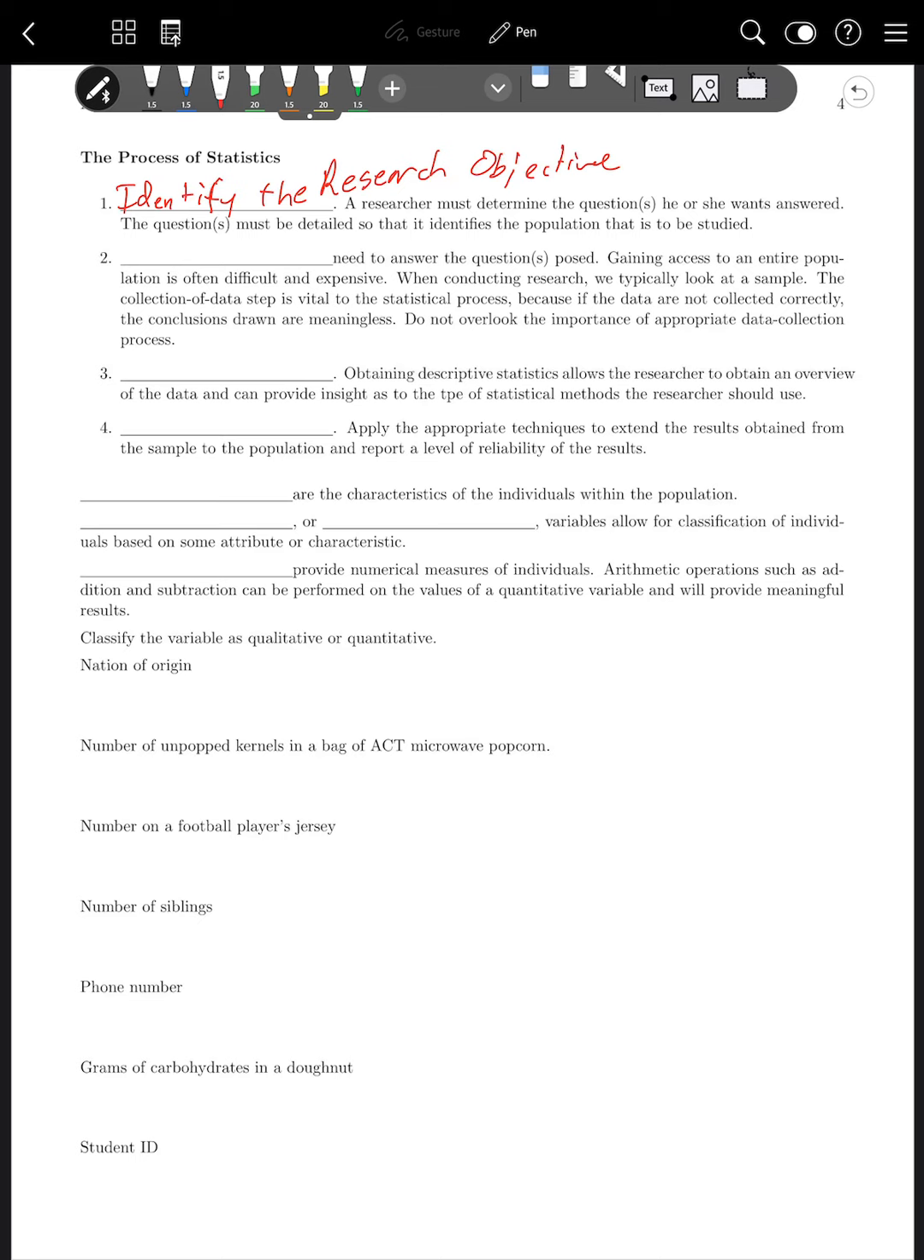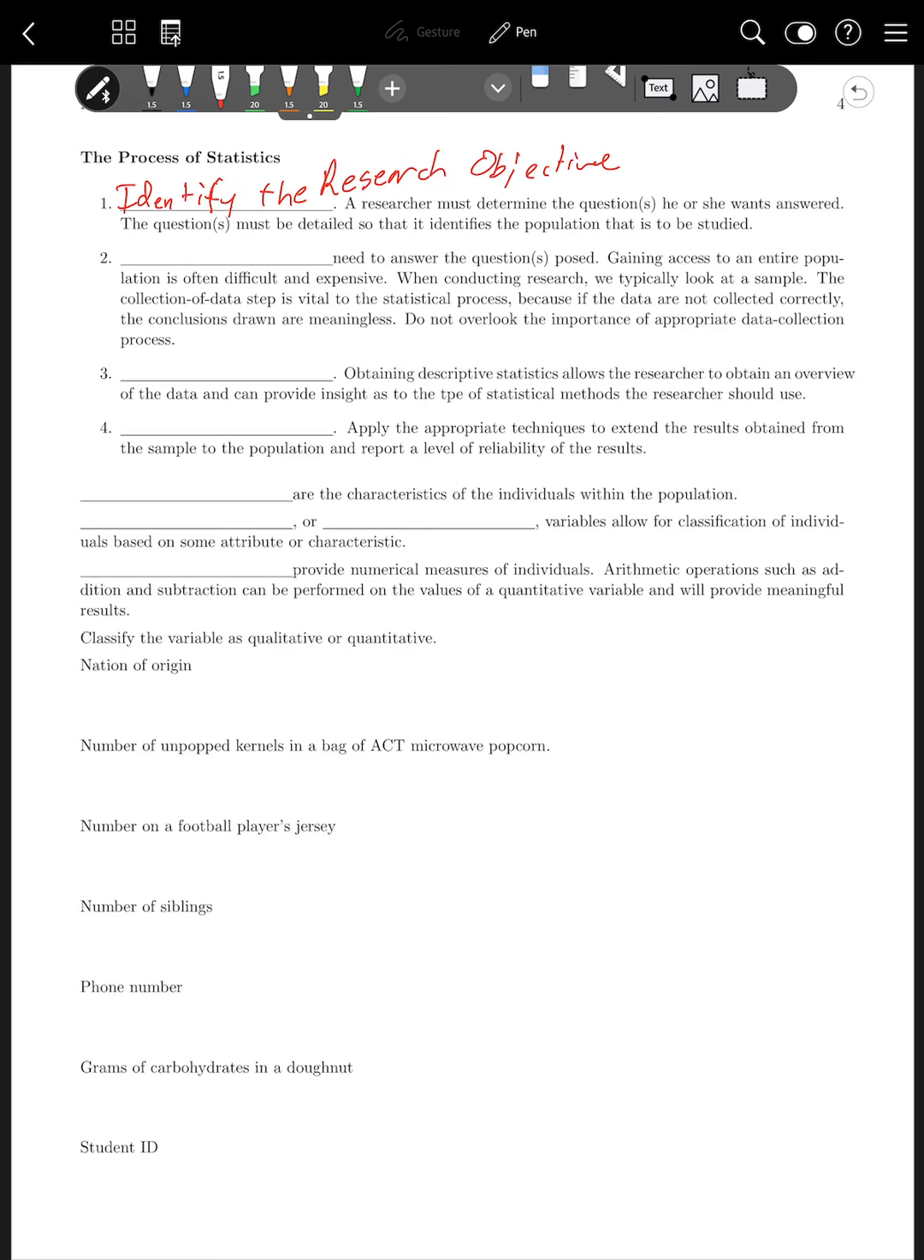So you wouldn't just want to say something like, I want to know what percentage of people like Chicago-style deep dish pizza. You have to be specific and say the percentage of what people. So you could say something like, what percentage of all adults in the city of Chicago like Chicago-style deep dish pizza? So that would be an example of a fairly good research question.